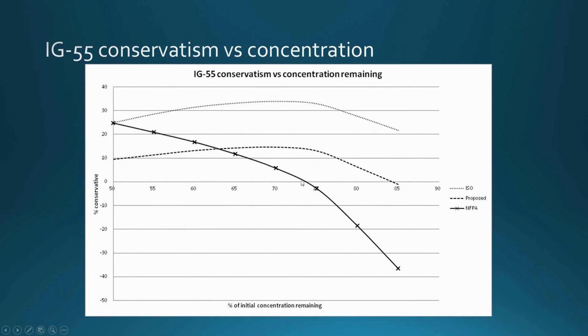So if we were to look at that in a different way, we'll notice that NFPA here is a little bit conservative. ISO is a little optimistic, and the new proposed values are right smack dab in the middle.